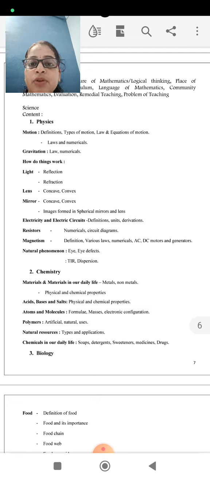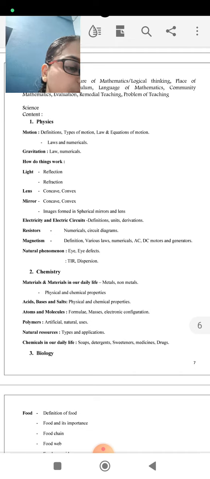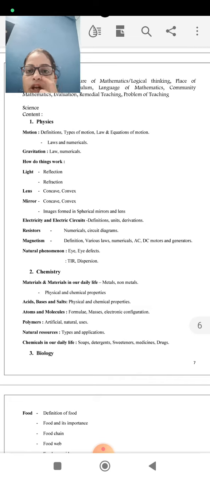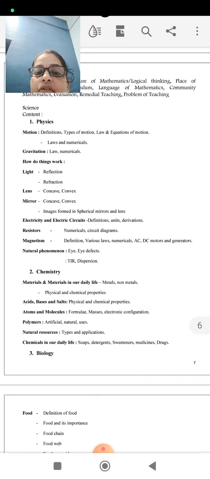We have many more numerical problems in this chapter. In resistors, we have series and parallel connections. Series and parallel connections of resistors. Next we have Kirchhoff's law. This is also an important topic in physics. Next one is magnetism. Definitions, various laws, numericals, AC, DC, motors and generators. This is a simple chapter, magnetism.